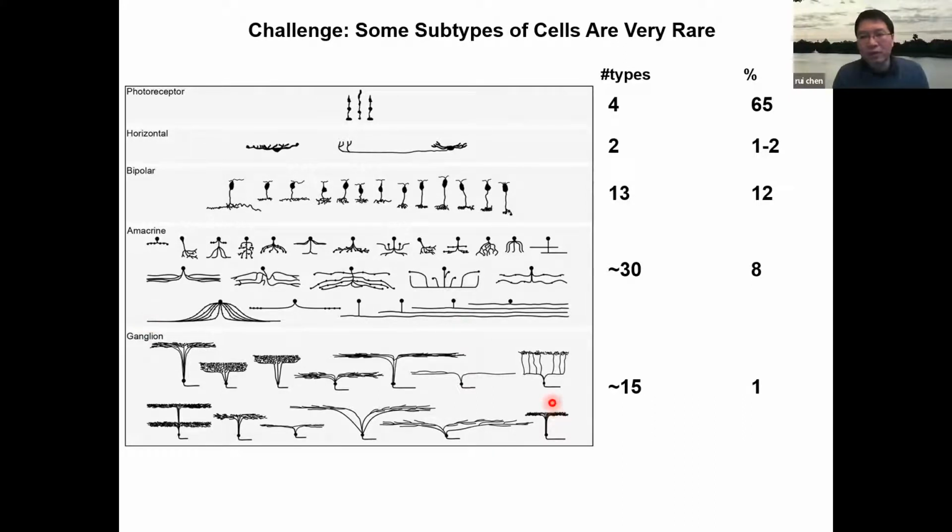Additional complexity in identifying individual cell types is that although those 2 cell types, amacrine cells and ganglion cells, have the most subtypes, they only make up a small fraction of the retinal cell types. For example, in the ganglion cells, we estimate about 15 different types in our eye, but they only account for 1% of the retinal cells. So identifying individual cell types can be quite challenging.